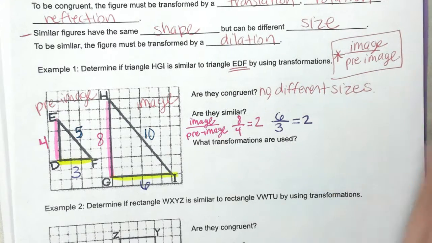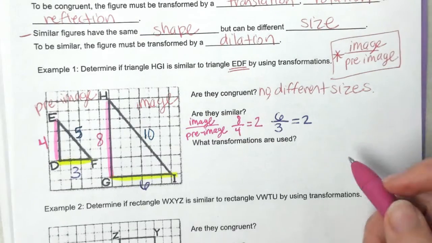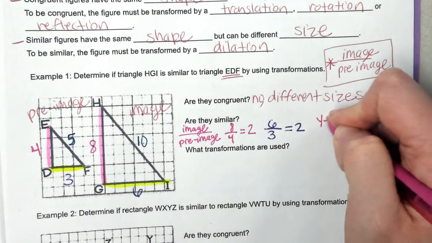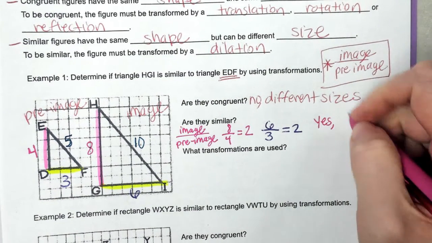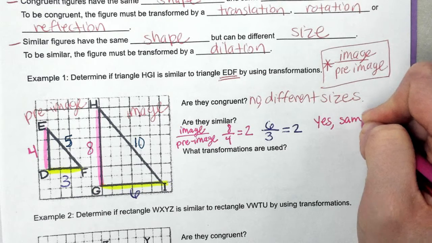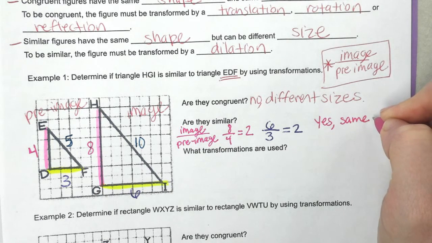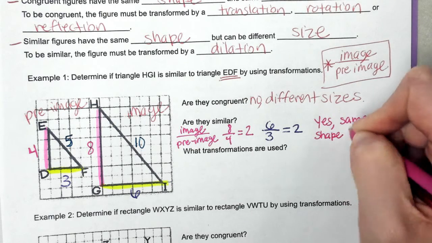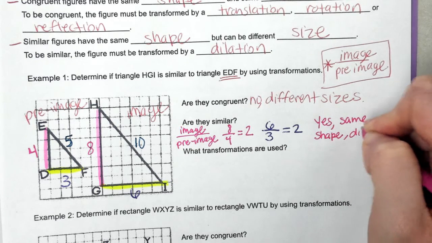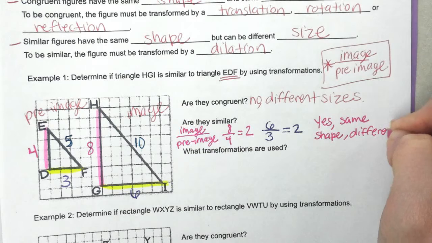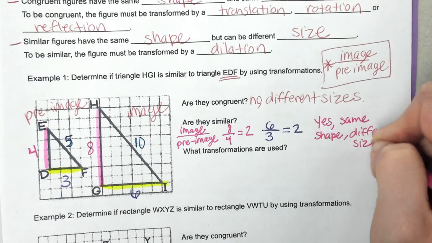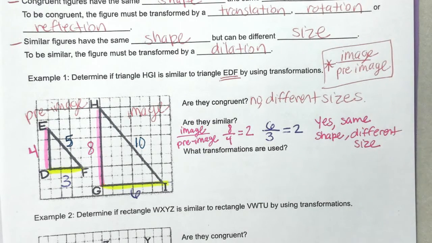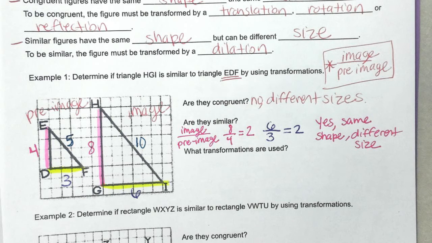Okay, so because we got all of the same number, are these similar? Yes. Yes, because they have the same, what? Shape. They are just a different size. Very good. Same shape, different size.